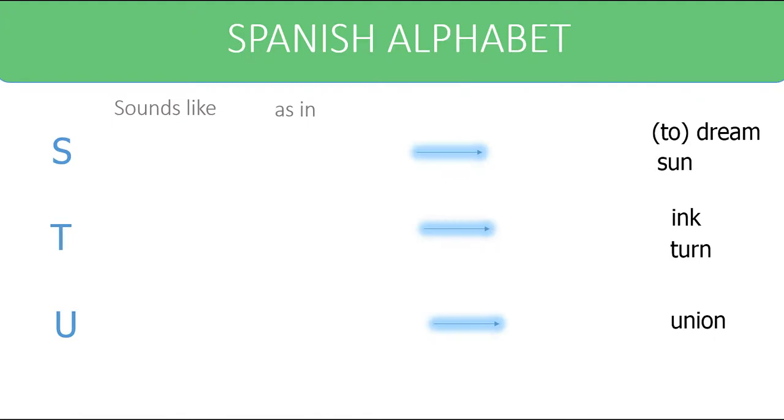Let's continue with letter S, T, and U. The letter S in Spanish sounds like S, as in sun. So an example would be the word soñar, that means to dream. And the word sol, that means sun.